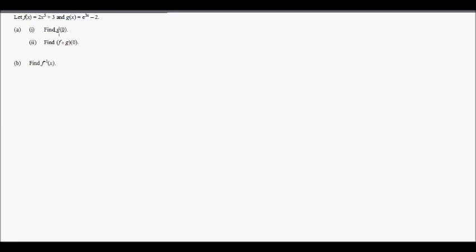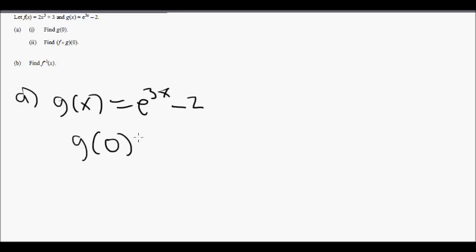So the first question is asking, what is g of 0? So let's go ahead and do that. We have g of x being equal to e to the 3x minus 2. So simply, what is g of 0? Well, let's input 0 in the x, and we will get this.